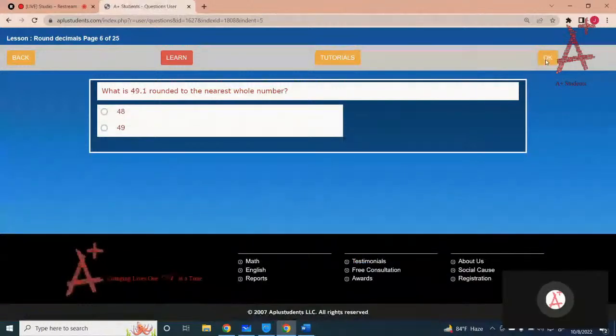Okay, what is 49.1 rounded to the nearest whole number? Is it 48 or 49? It is 49 because 1 is less than 5. You need to round on the same digit, so it is 49. Yes, very good.